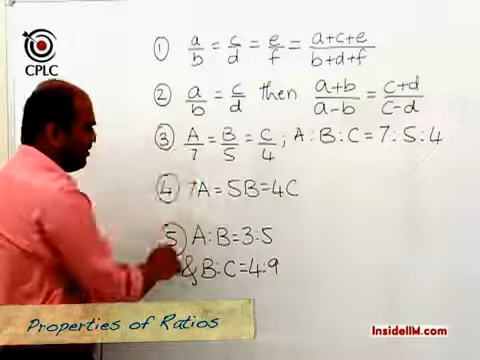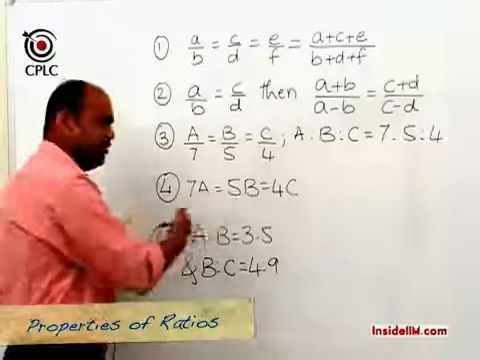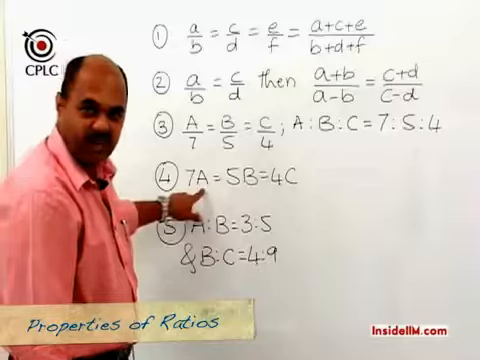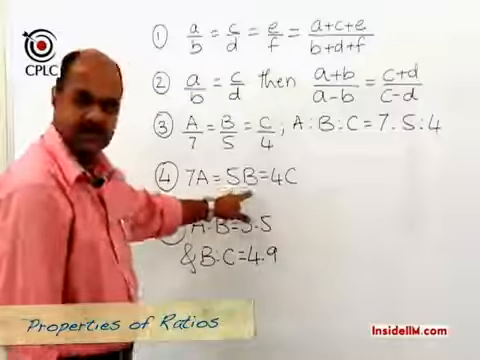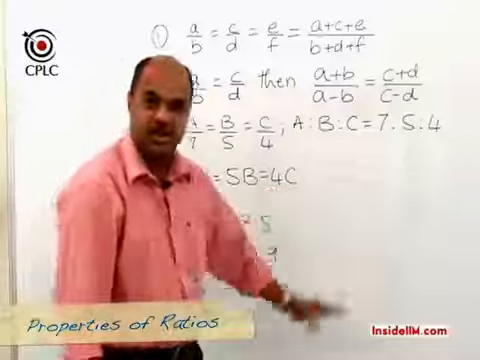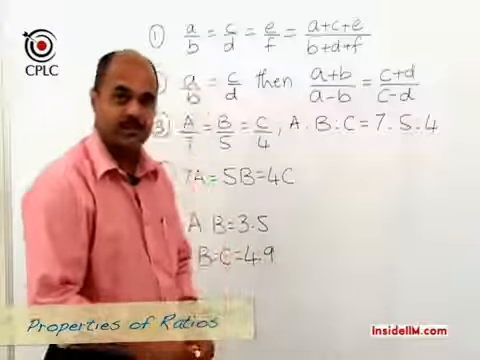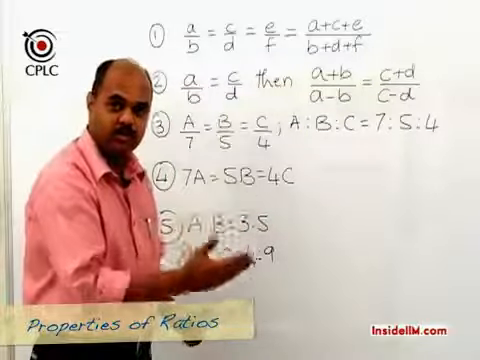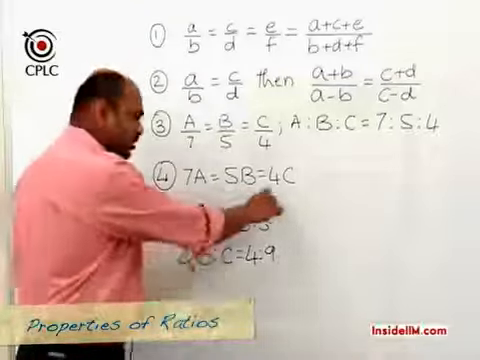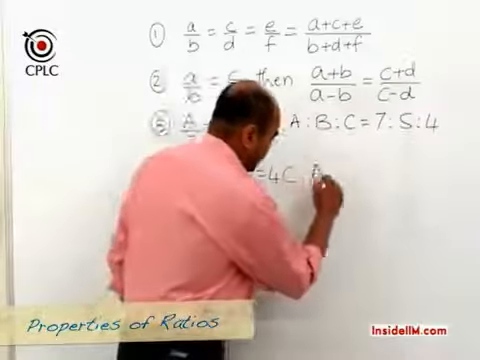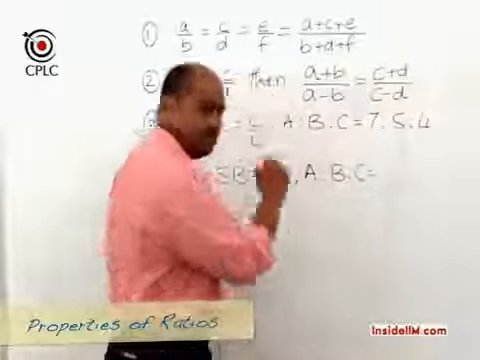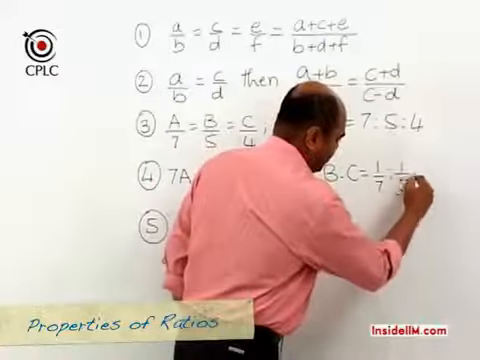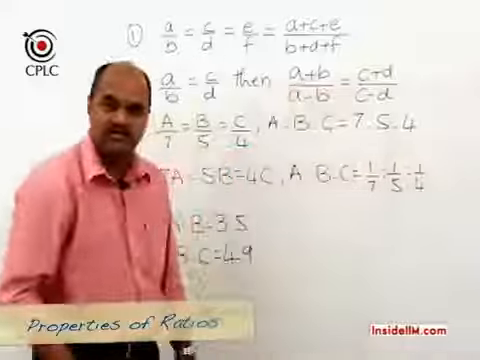Now instead of A upon 7 we have 7A. This actually can be stated in a question as 7 times A's amount is equal to 5 times B's amount is equal to 4 times C's amount. And if the total value for A, B, C put together is given, and the question asked is how much does A have or how much does B have, then we would start with this, and our next step would hence be A is to B is to C, which would be equal to 1 upon 7 is to 1 upon 5 is to 1 upon 4. That would be our first step.